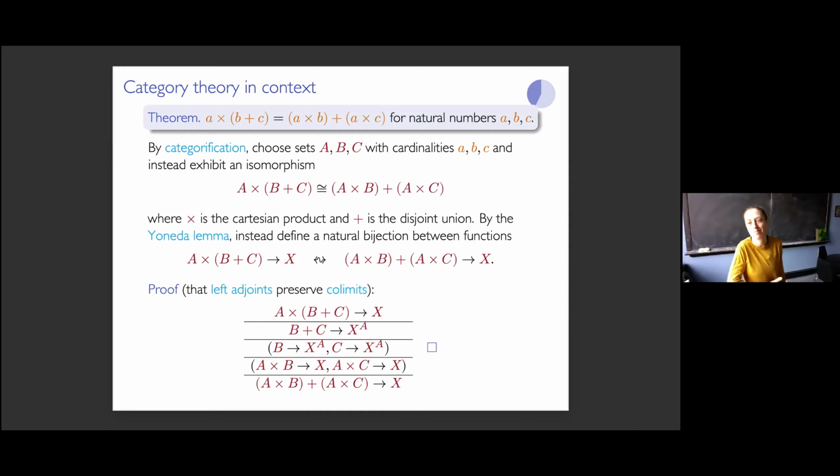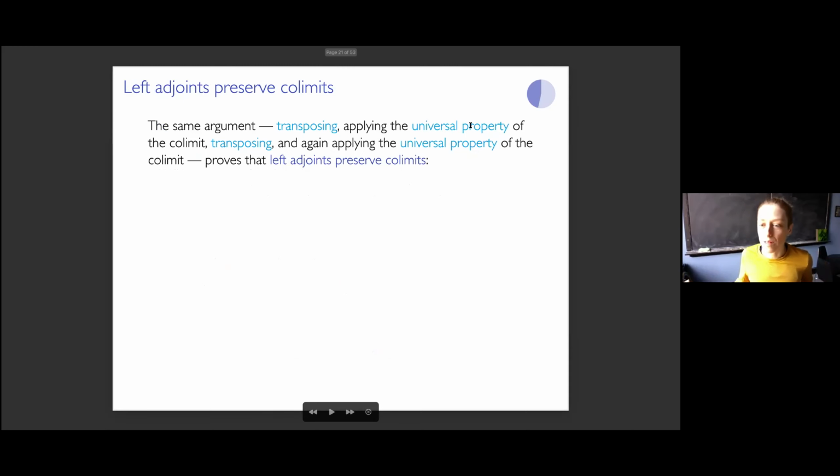Okay, so this is an illustration of a proof in the style of category theory of some very concrete fact. The reason I like this proof, and this last part in particular, is that I take a function like this, transpose it into a function like this, decompose it into a pair of functions like this, transpose again, and then pair those back together. This is a very general argument. I'm transposing, applying the universal property of the disjoint union, which is an instance of something called a colimit, transposing, and then again applying that universal property.